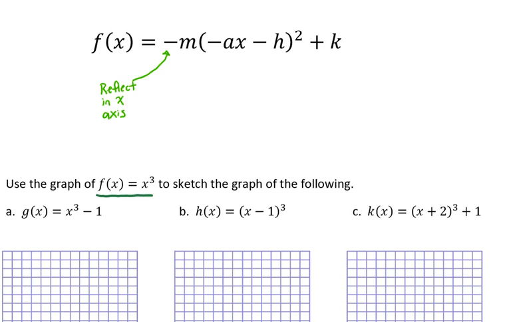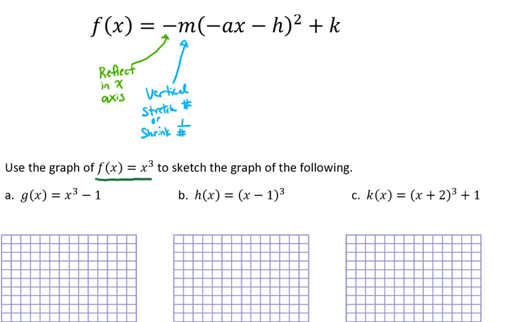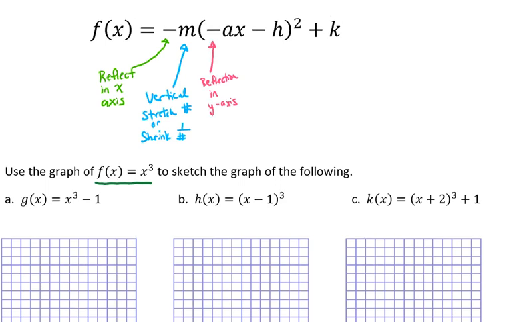Our front negative goes with reflecting in the x-axis. Our m represents a vertical stretch or a shrink. If we have a number larger than 1, it will be a stretch, and a number that is less than 1 will be a shrink by those factors. The negative on the inside represents the reflection in the y-axis.